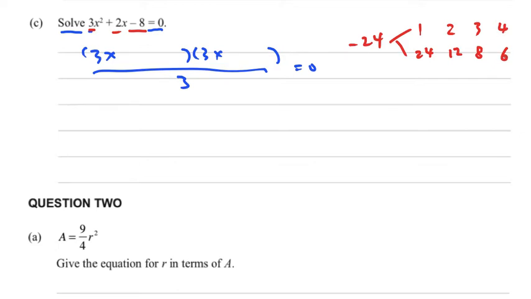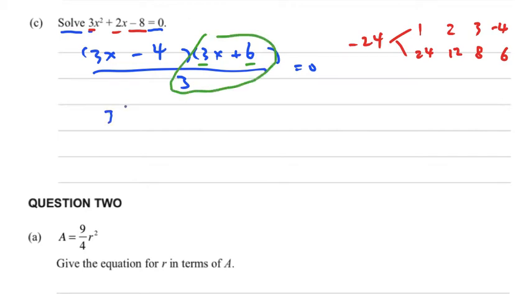So 4 and 6, the difference is 2, and one of them is going to be negative. They add together to equal positive 2, so the negative must be the smaller one. So we have negative 4 and positive 6. Negative 4 times 6 gives you negative 24. Negative 4 plus 6 gives you positive 2. Let's see whether we can simplify. Both 6 and 3x are multiples of 3, so we can simplify that.